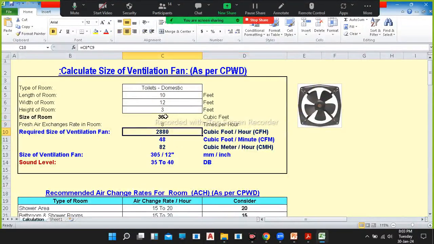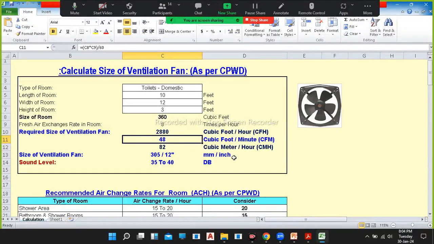So when I substitute 8 air changes per hour, what is the total required size of the fan? The required size of the fan is equal to the size of the room in cubic feet times the air changes per hour, 8. When I multiply that, C8 into C9, I got 2880 cubic feet per hour, CFH. Now, cubic feet per hour in terms of CFM, cubic feet per minute, is divided by 60. That is 2880 divided by 60, that is 48 CFM, 48 cubic feet per minute.